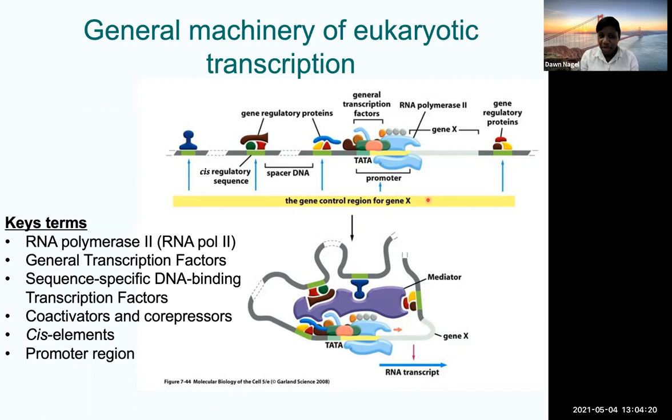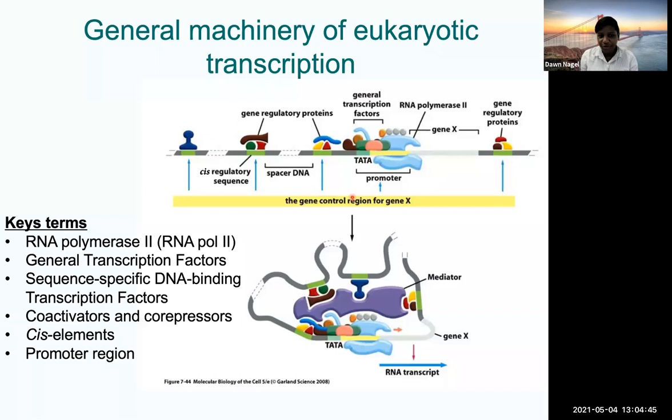The promoter is way more complex in eukaryotes in terms of how a gene is regulated. So there are many terms that I would like you guys to get familiar with when you think of the gene structure in eukaryotes. Imagine that this is a gene, gene X, that you need to transcribe.